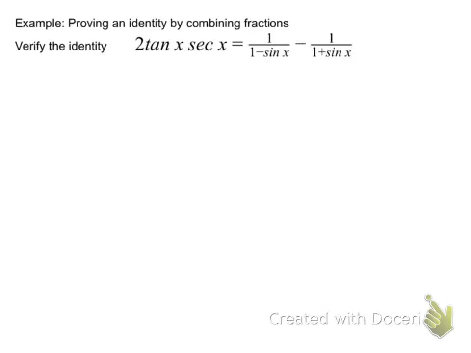The next one says by combining fractions. That's our goal, because if you try to verify 2 times tangent x secant x equals 1 over 1 minus sine of x minus 1 over 1 plus sine x, I think you could see that the 2 fractions would be more complicated than the side where it's tangent and secant. Can you guys agree with that? So what should I do here?